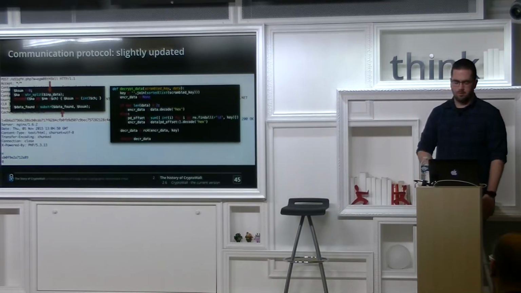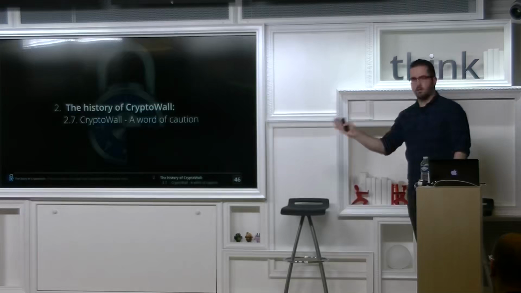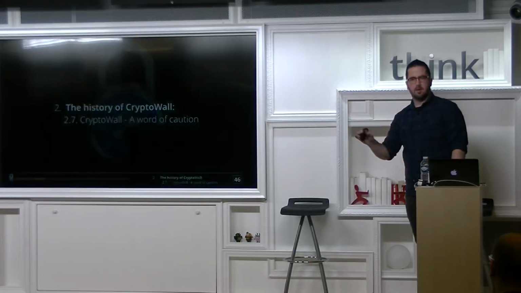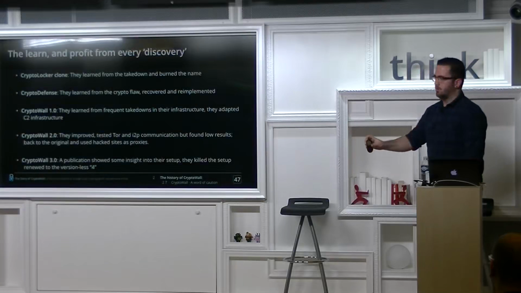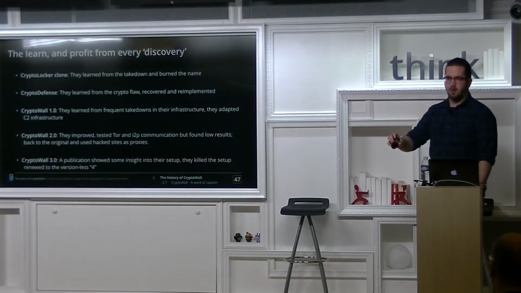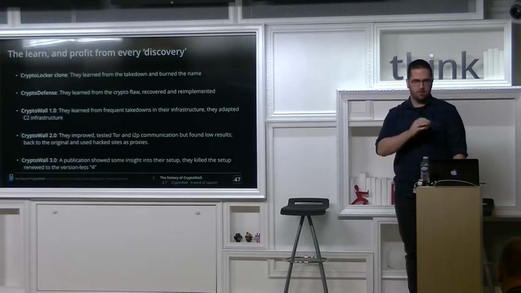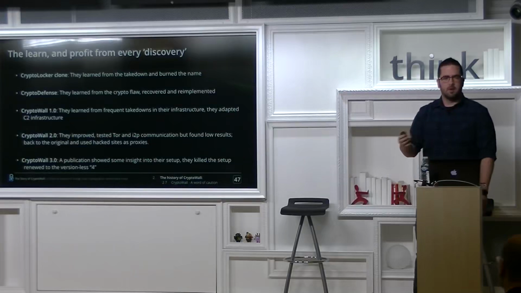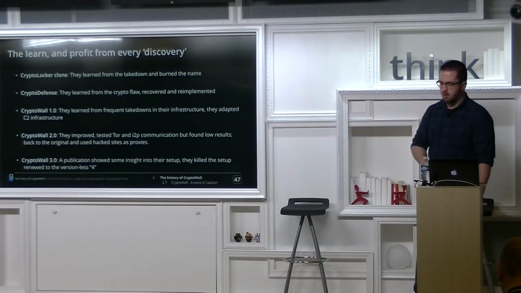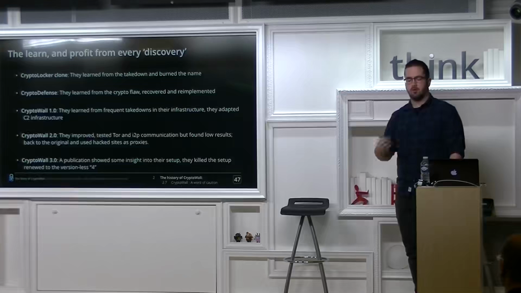Now, through all this history, I want to give a word of caution. Basically, these guys learn and profit from everything you publish. I know it's fun publishing about this stuff. It's fun pointing out stuff that's wrong. But they learn from this. So the first CryptoLocker clone, they probably stopped it because of the takedown. They wouldn't refer to it with the name. I'm not completely sure. But they changed from Crypto Defense to the first CryptoWall because somebody pointed out there was a flaw in their crypto.